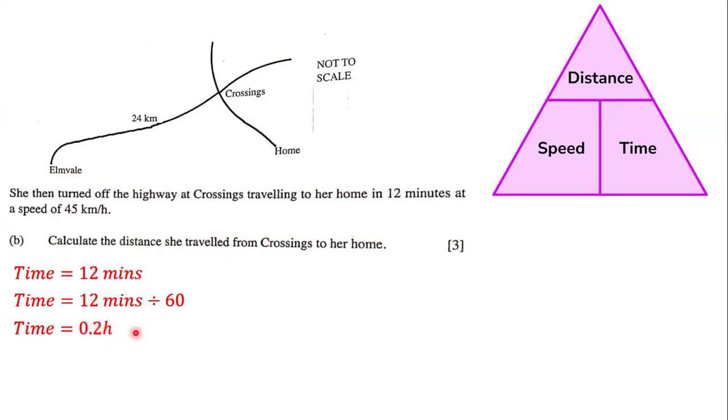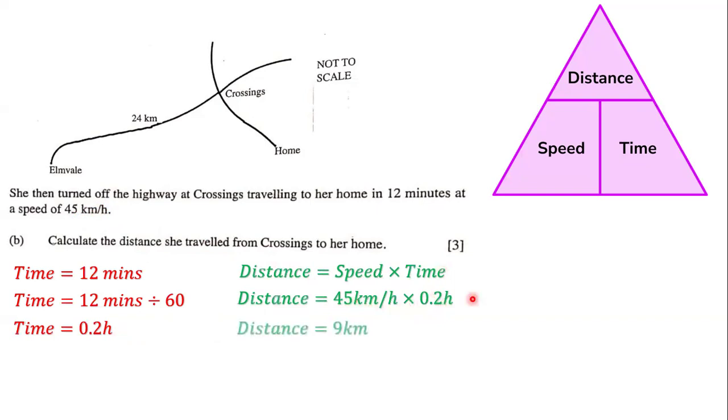And so if you want to figure out the distance that she traveled, we have to take the speed multiplied by the time. The speed is given as 45 kilometers per hour, and the time is 0.2 hours. We multiply these two and we get 9 kilometers. So that means that the distance she traveled from Crossings to her home is 9 kilometers.